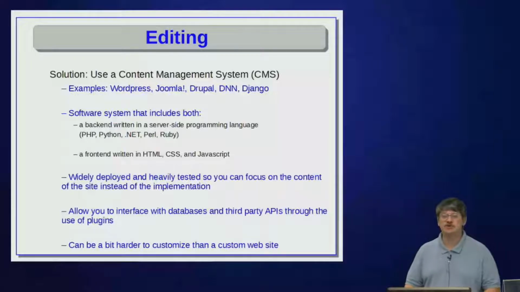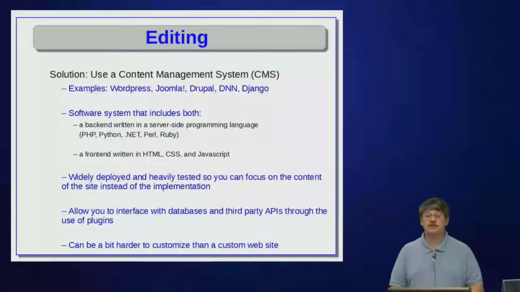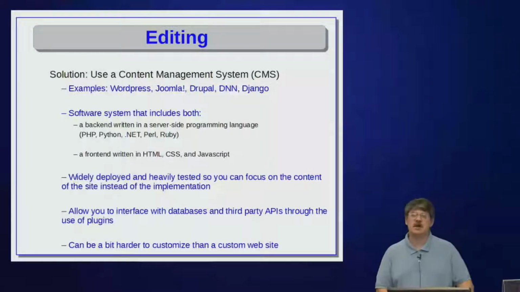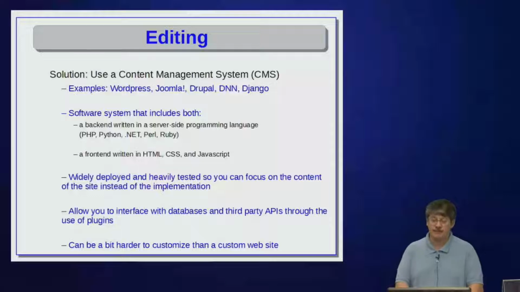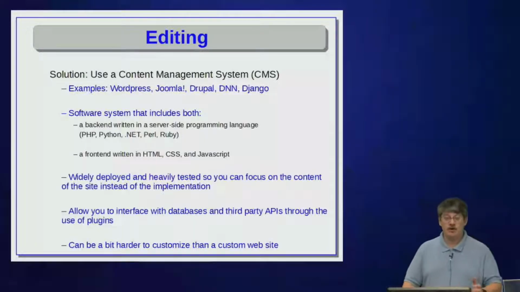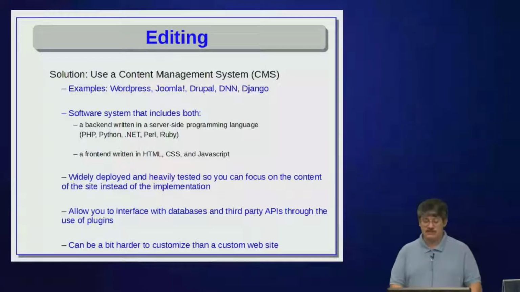So in practice, most sites use a different approach. They use something called a CMS, or Content Management System. There's lots of different examples of this. Probably the most popular right now is WordPress, which started as blogging software and then grew into a full-blown CMS. Joomla is a PHP-based content management system that's very popular. Drupal, DNN, and Django are also popular content management systems that use different languages.